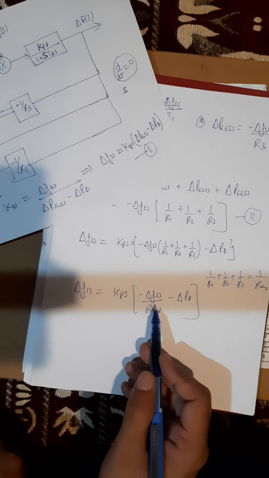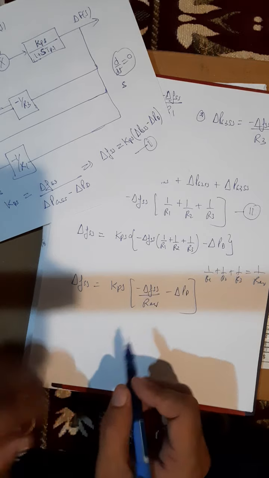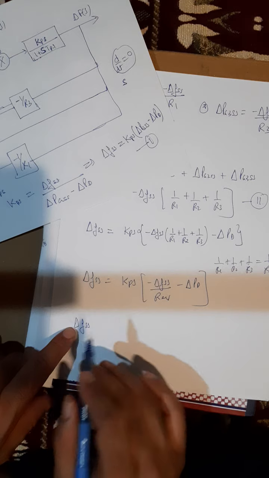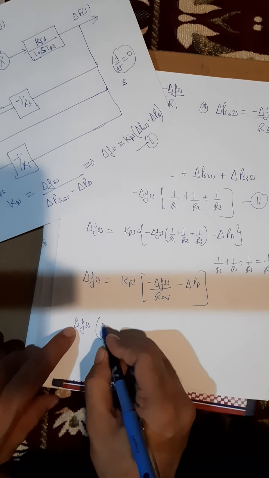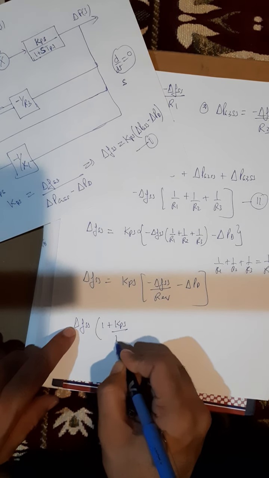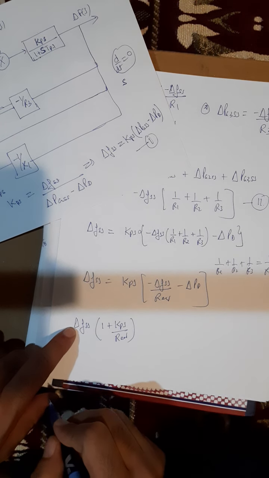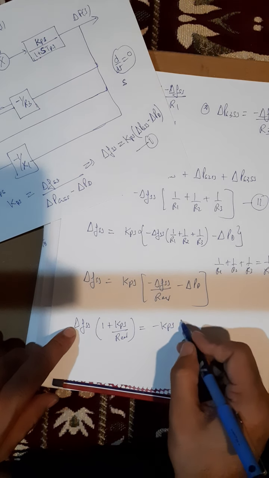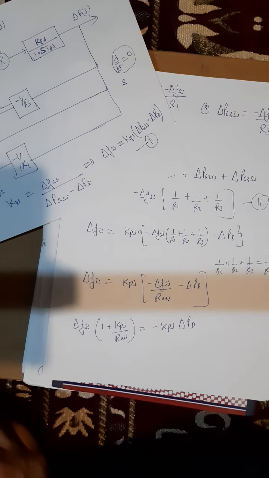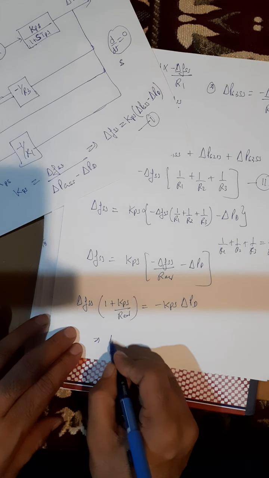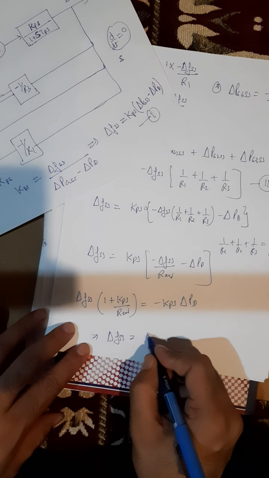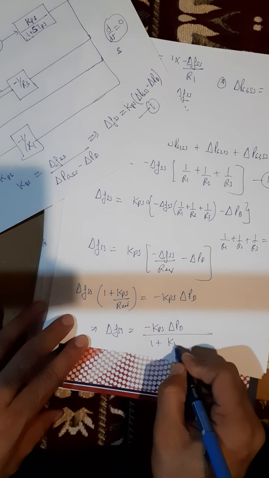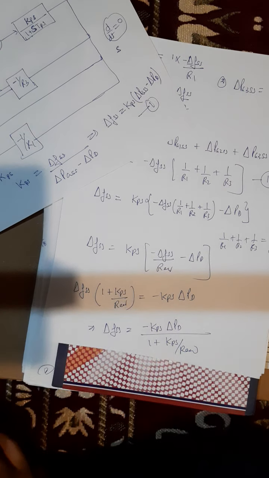Okay, so now take this delta FSS on this side. So what will you get? Take delta FSS common. Delta FSS means frequency deviation in steady state, but in time domain, it will be equal to 1 plus KPS by R equivalent, which will be equal to minus KPS into delta PD. So from this equation, you can say that delta FSS will be equal to minus KPS delta PD whole divided by 1 plus KPS by R equivalent.